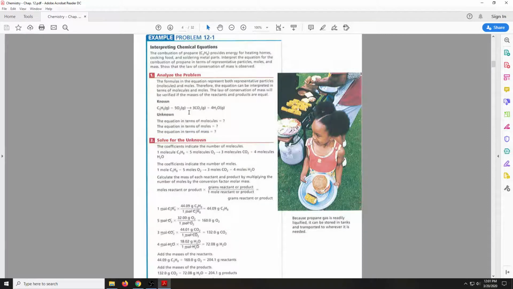Now it's the new stuff. Now say this in terms of mass. How many grams of propane do we have? How many grams of oxygen? How many grams of CO2? How many grams of water? This is where we get to do math.